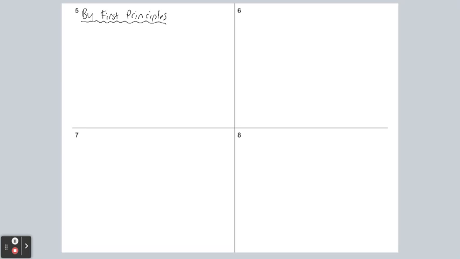f of x is equal to x cubed plus x. Get that down first. I'm going to switch back to the other screen for a second.